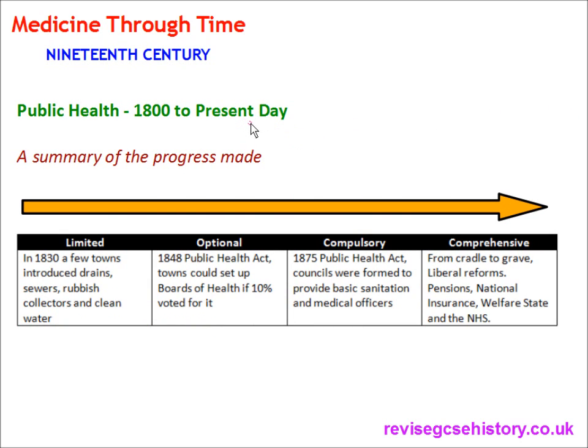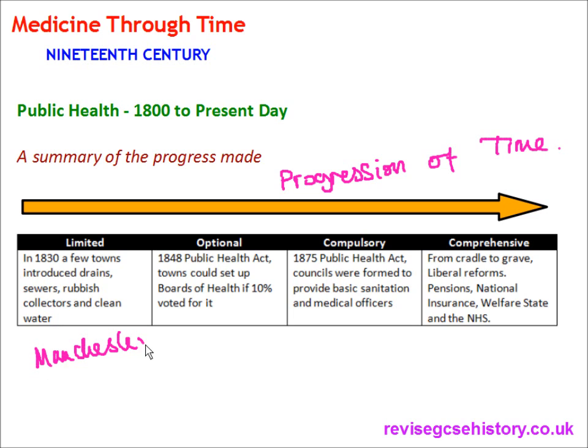So here's a quick summary of public health from 1800 to present day. This arrow is just showing the progression of time. So, a summary of all the progress made. We've got limited public health schemes. In 1830 a few towns introduced drains, sewers, rubbish collectors and clean water, but most were still very dirty. Towns such as Manchester, Liverpool did. Leeds wasn't bad, it came a bit after 1830 though.